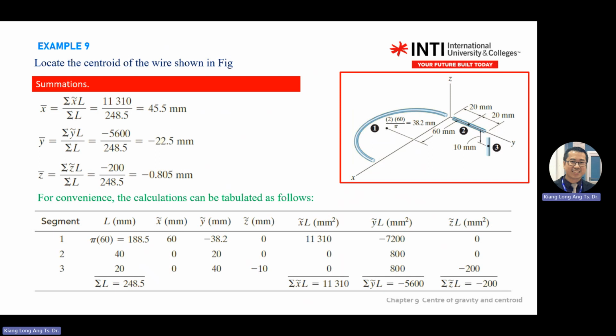Important. First step, break into different components. Refer to the table. Where is the location of the centroid of that particular shape? Then build this table. Segment, L, curly X, Y, Z, the products of X curly, Y curly, Z curly multiplied by L. Find the total, then write the equation. Substitute the values, press the calculator, then you get the answer. Remember the unit, be careful with the unit. Sometimes they give you m, sometimes mm, sometimes micron.